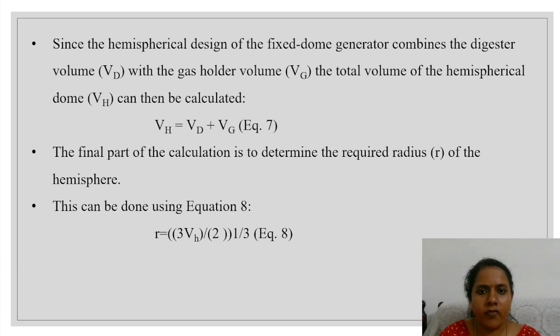The final part of the calculation is used to determine the required radius of the hemisphere. Okay, Vh equal to Vd plus Vg. This is equation 7. The final part of the calculation is to determine the required radius r of the hemisphere. This is done in equation 8. r equal to (3Vh divided by 2π) to the power 1 by 3. Okay.